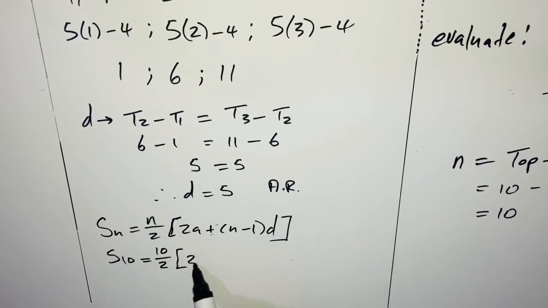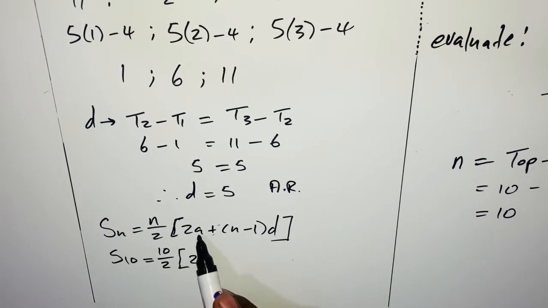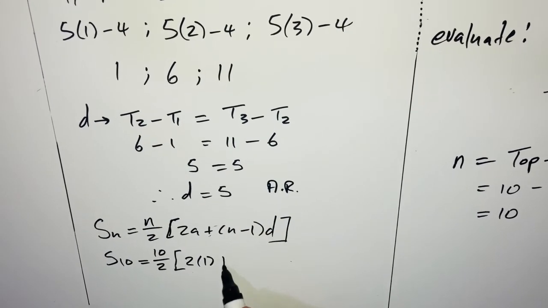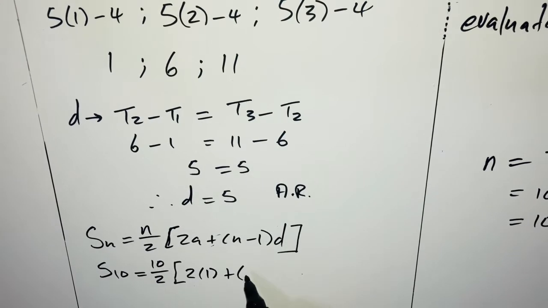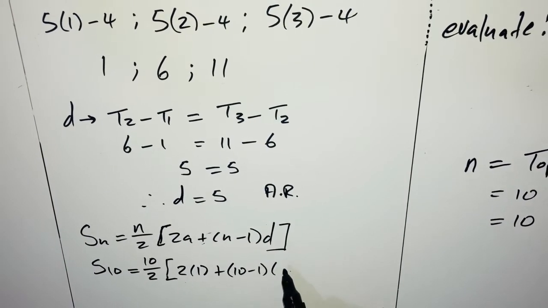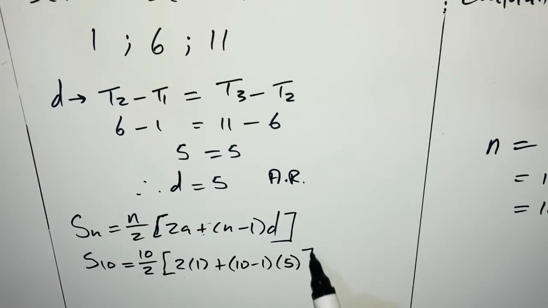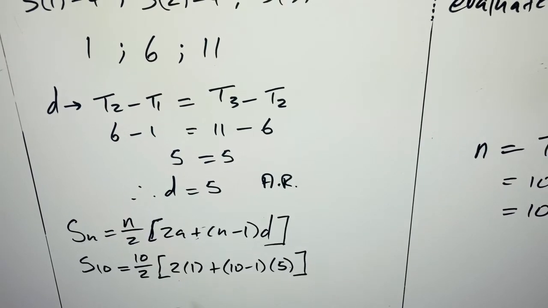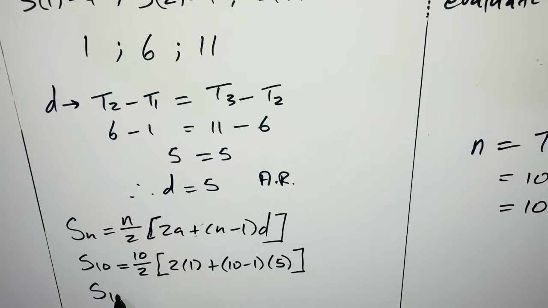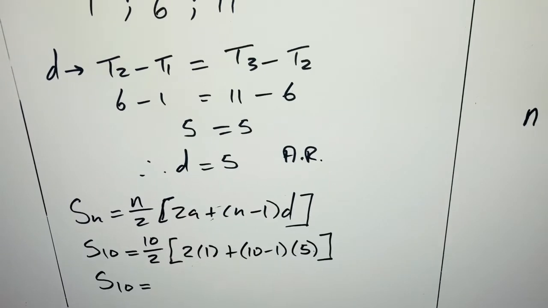Then it's my 2. My first term, a, is 1, plus my n, it's 10 minus 1. My d, we found it to be a 5, close the bracket. You will then go on to punch this on your calculator as it is, and you be careful not to make mistakes.